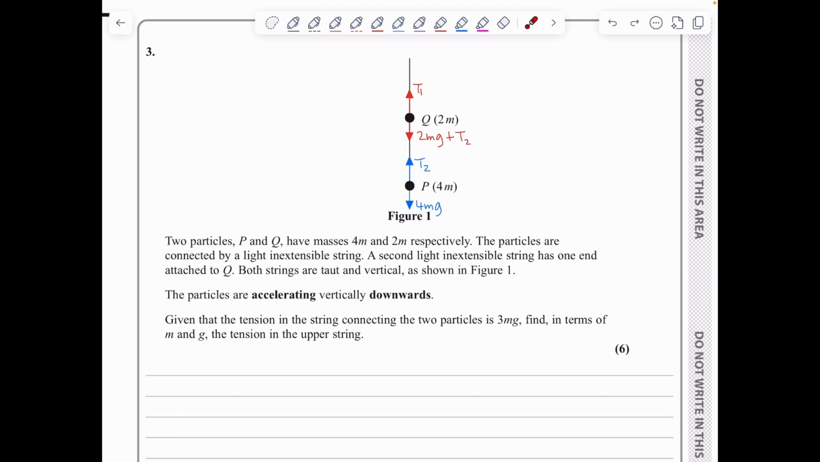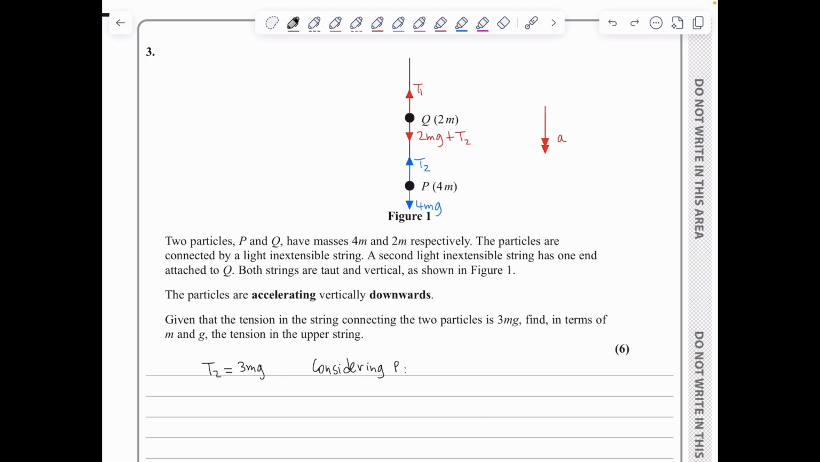Now we are told that the particles are accelerating vertically downwards, so I've got acceleration pointing downwards, and we are given that the tension in the string connecting the two particles, so T2 here, is equal to 3mg. I will be considering P, then considering Q, trying to find in terms of m and g the tension in the upper string. So starting with P, we know that P is accelerating downwards.